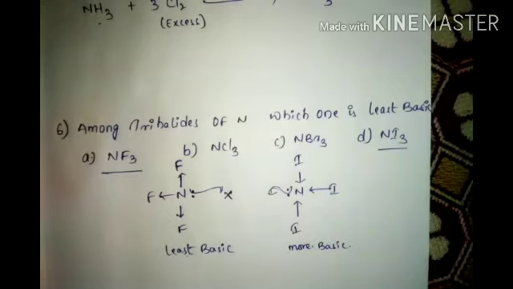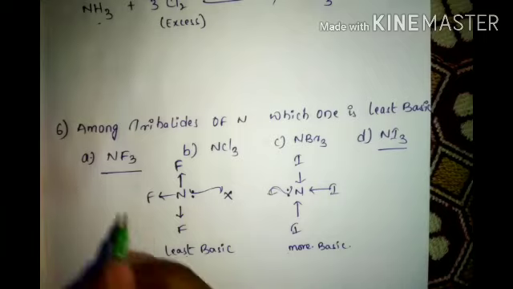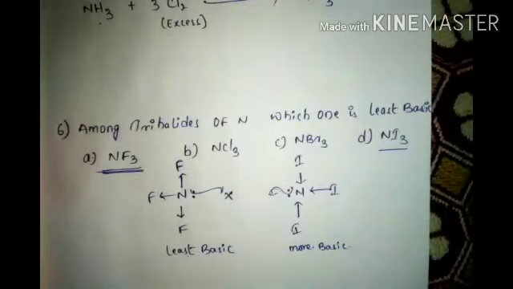NF3 is the least basic because of the lone pair of electrons on N, which has the least availability for protonation. Protonation means donating, forming an H plus, which is hindered due to the high electronegativity of fluorine. This is the reason. Among the trihalides, NF3 is the least basic. Reason is this.